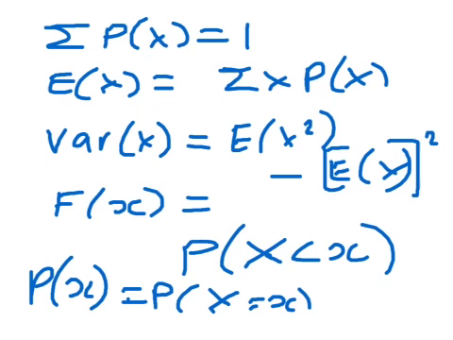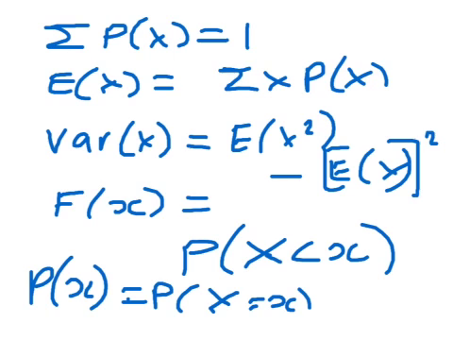So here's a sort of halfway review. Sum of probabilities of x equals 1. The mean or expected value of x is found by doing the sum of x p of x. Variance of x is E of x squared minus the mean squared. The meaning of F of x is the probability that x is less than or equal to a particular value of x. And the probability of x itself is the probability that x takes a specific value of x.